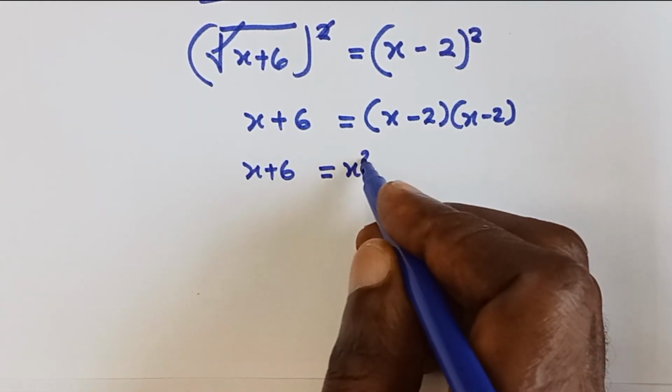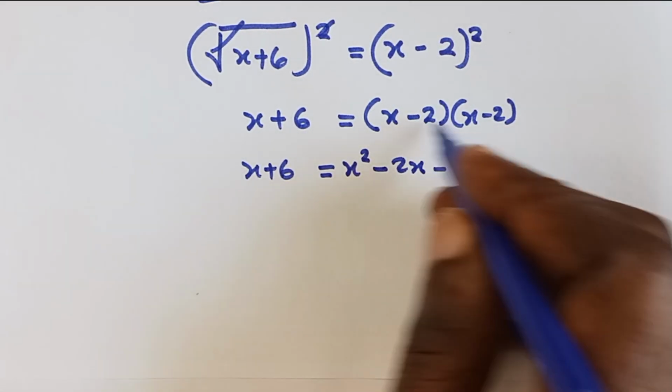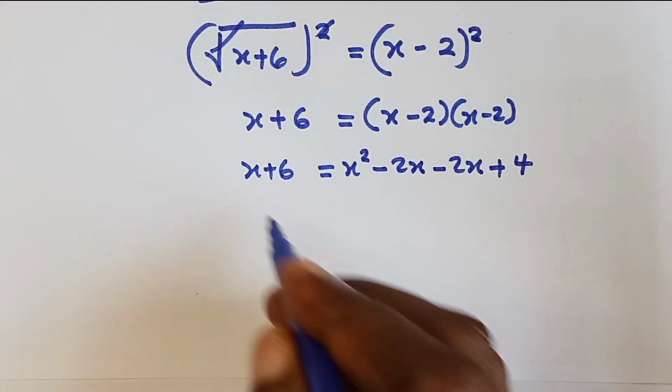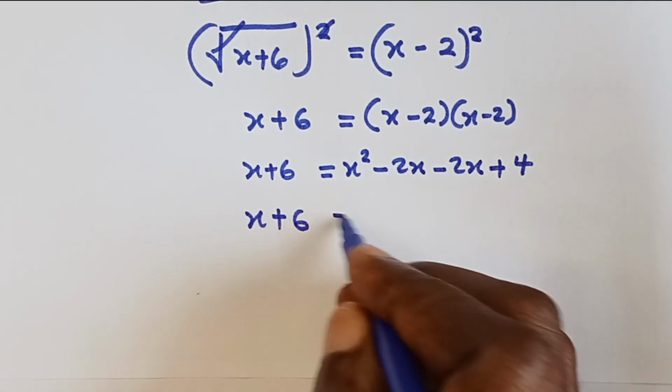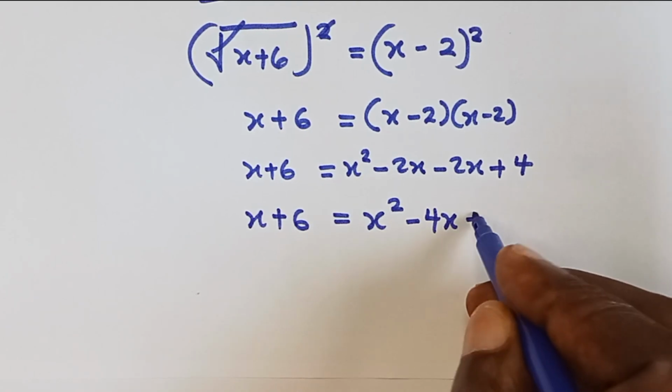x times x will give us x squared. This will give us minus 2x. This will give us minus 2x. And this will give us plus 4. Alright, so we have x plus 6 equals to x squared minus 4x plus 4.